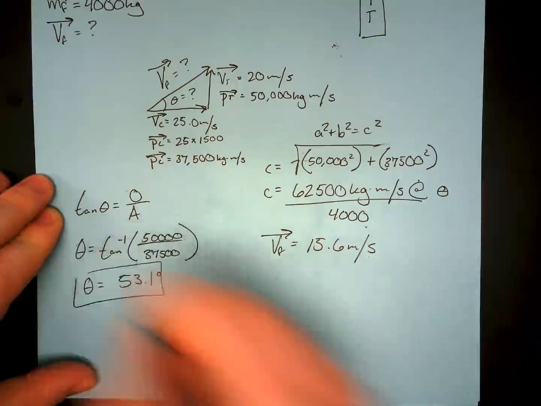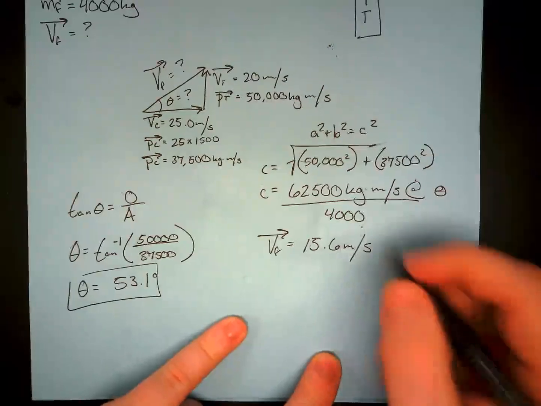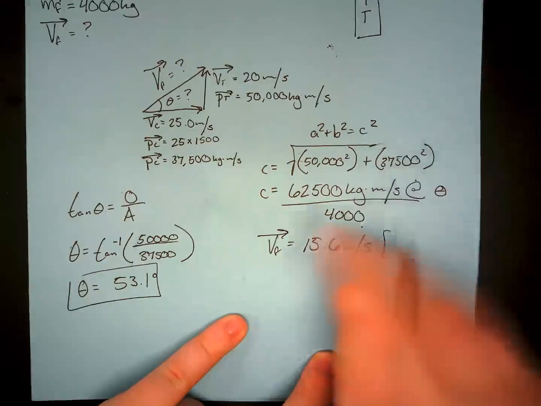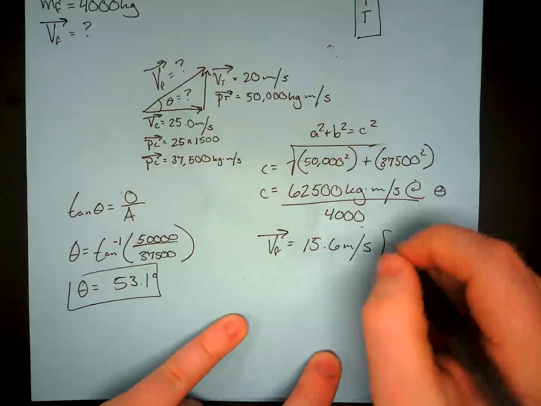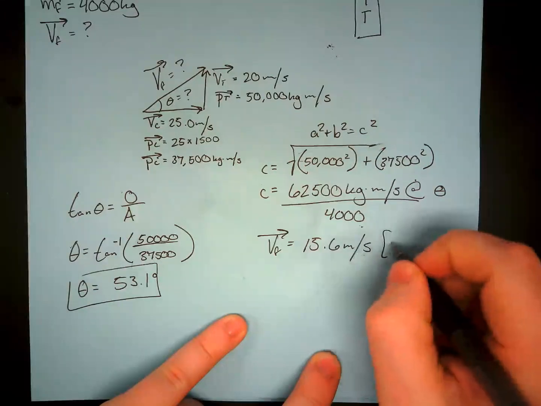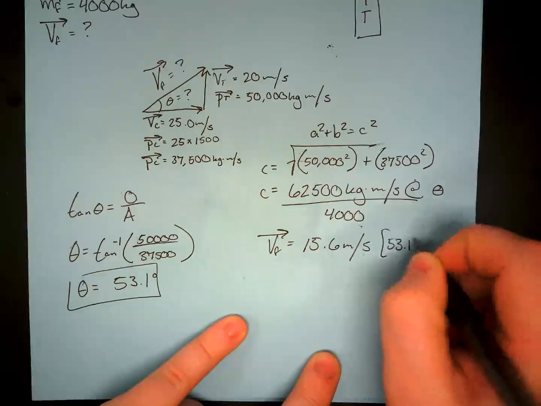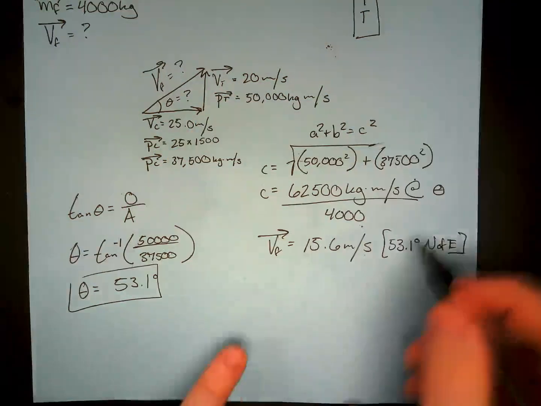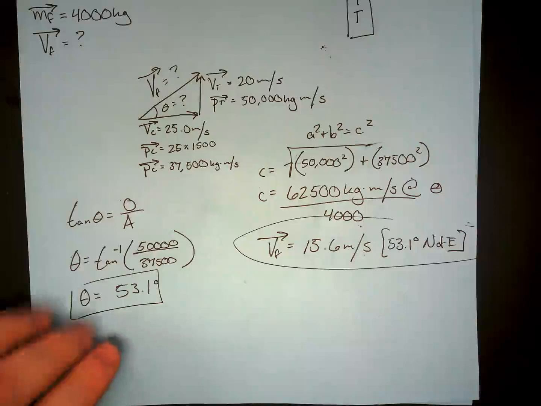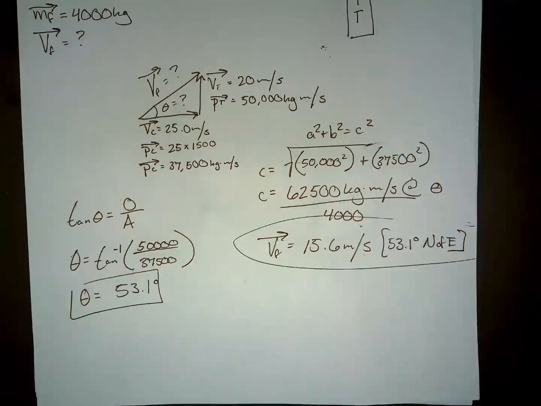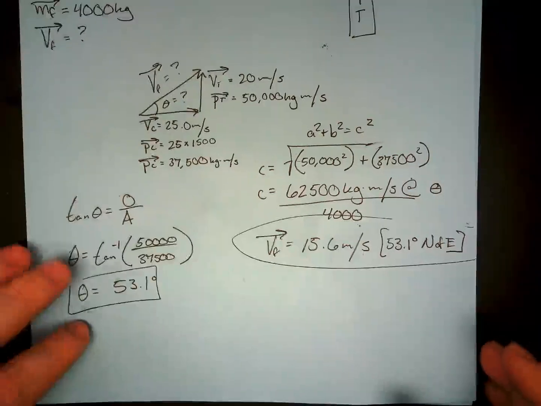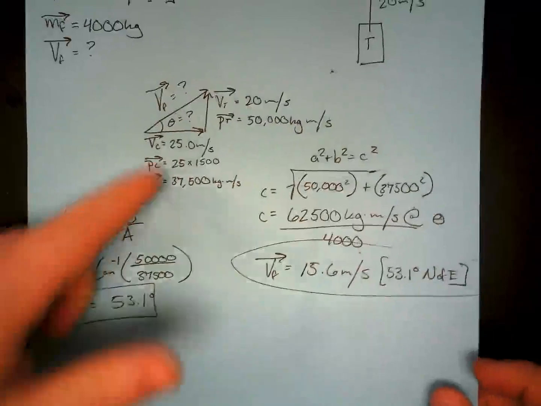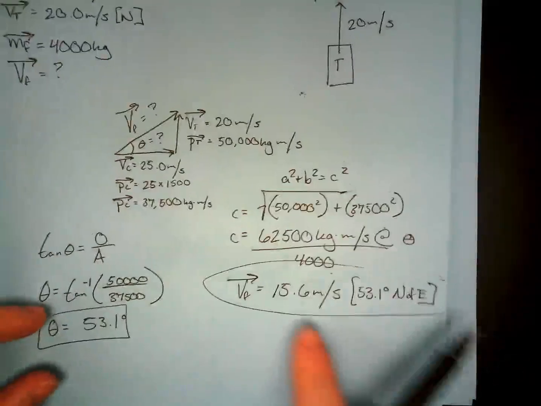Okay, so now we got theta, and we have pretty much our final answer. We would then say that the final velocity of both objects here would be 15.6 meters per second, 53.1 degrees north of east. Okay, and we would have our final answer. Now, that's all good and dandy. We can do that. That's simple trigonometry, really geometry. It's almost a crime to say trig, even though it is a right triangle, but we can do that easy peasy using that.